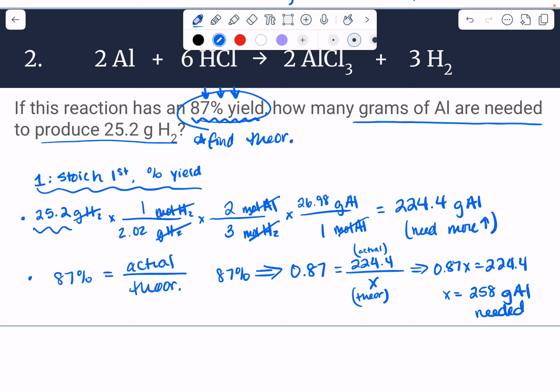Because again, when we use this stoichiometry up here, this told us how many grams of aluminum are actually going to get used up to make this grams of hydrogen that we're starting with, but our reaction is not 100% perfect. So we're losing some aluminum, meaning I actually need this much in order to use this much, because we're losing 13% somewhere in the mix there, okay?